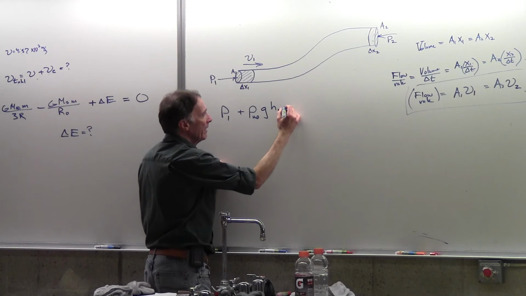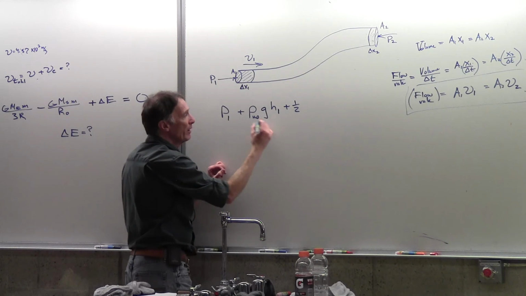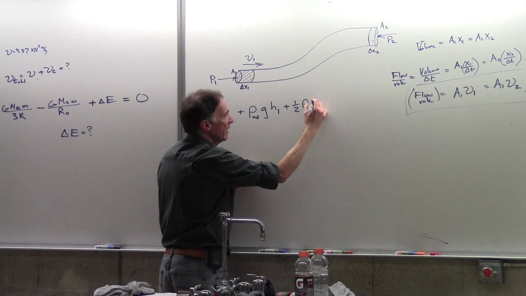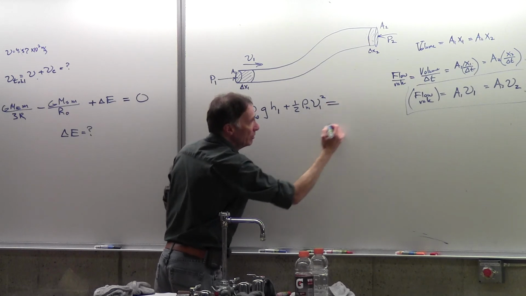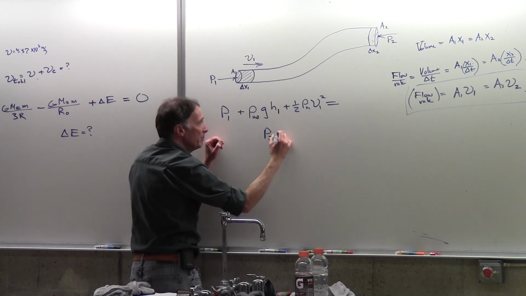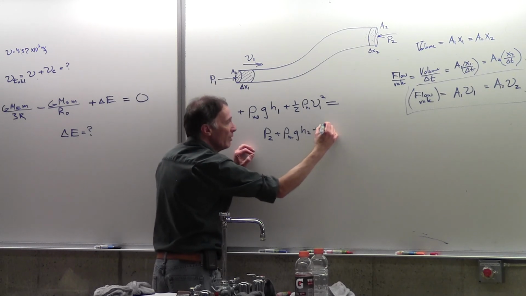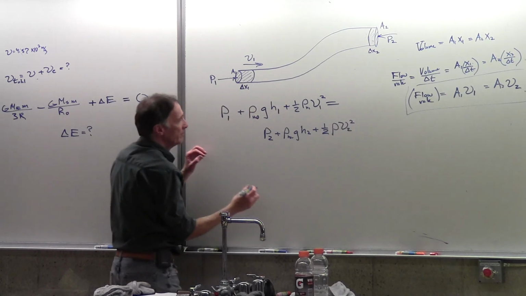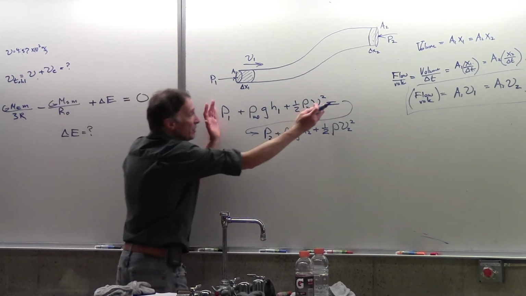h1. And then plus the kinetic energy, which is going to be 1/2. Normally we'd say mv squared, but instead of mass, we're going to have the density of the fluid times v1 squared. And that's going to be equal to P2 plus the density of the fluid times g times h2 plus 1/2 rho times v2 squared. And so these two things are equal, kind of initial and final.